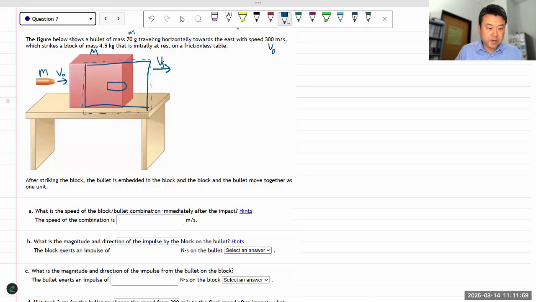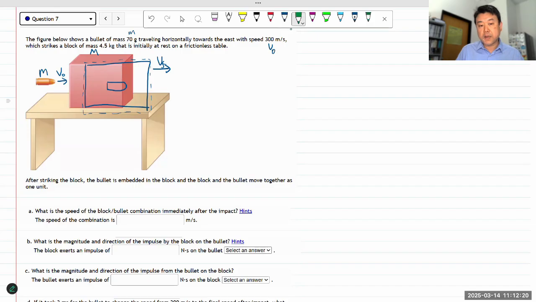Embedded, move together as one unit. What is the speed of the block/bullet combination immediately after the impact? So the hint will probably ask you to consider the conserved quantities. So we are deep into conservation law strategies.